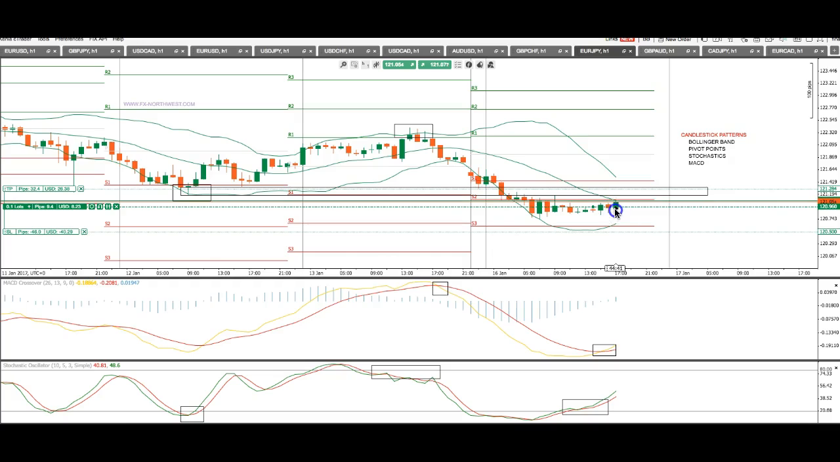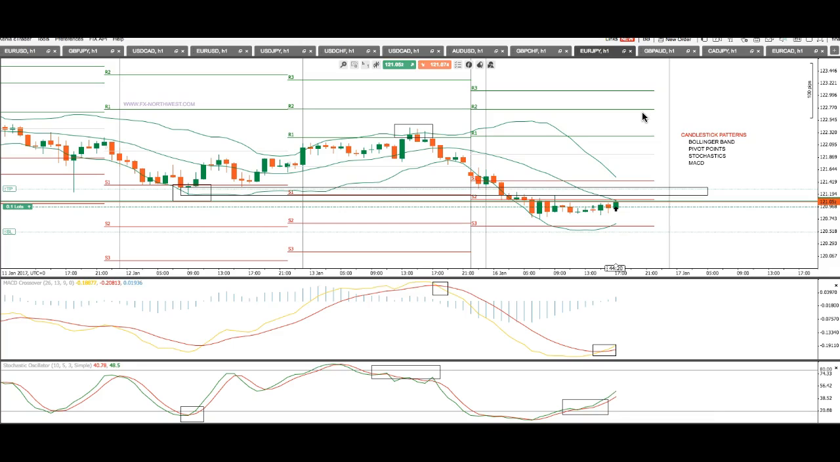So I'm up a few pips on this trade, and it's a very simple strategy using candlestick patterns. If you don't know candlestick patterns, there's only about 10 that you need to be aware of and remember, and you can use the strategy. And I'm using a 1 hour chart.